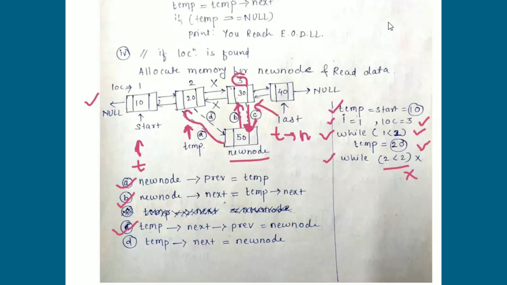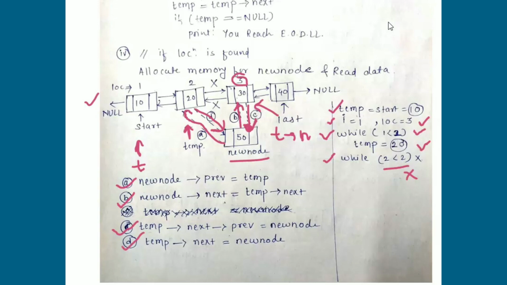After that, I already added 50 after this 20. So I need to make a forward connection from 20 to 50. That is nothing but temp next equal to new node. So that was the last statement.